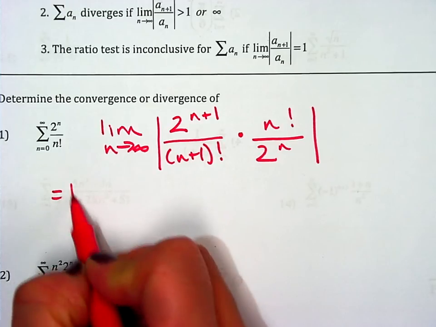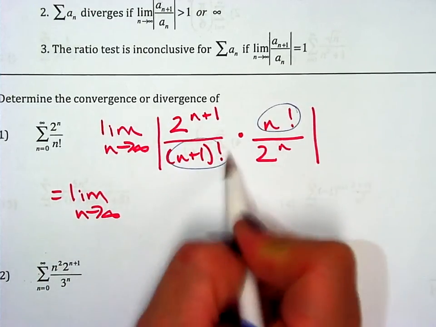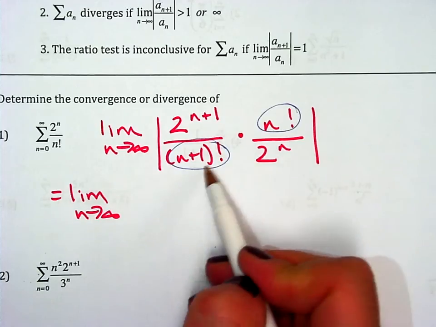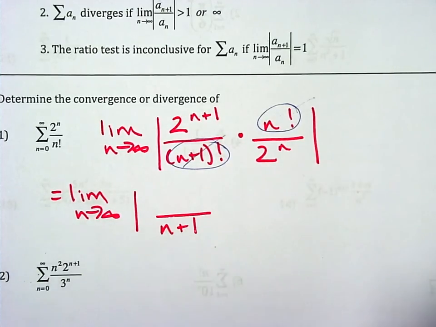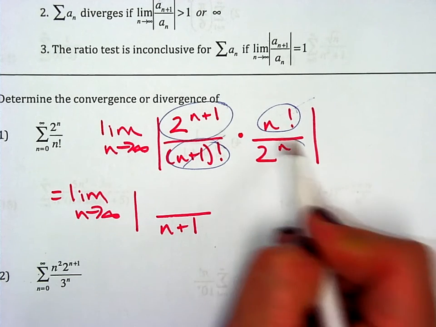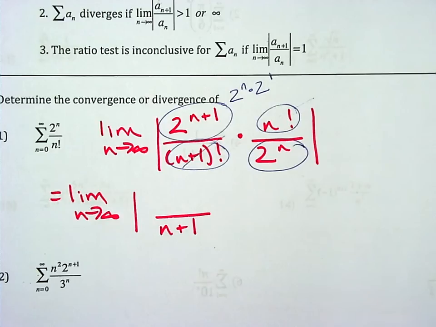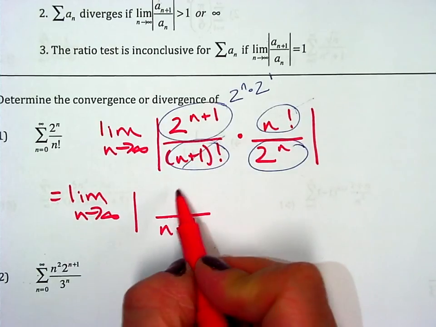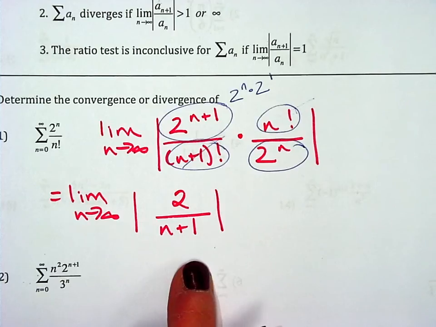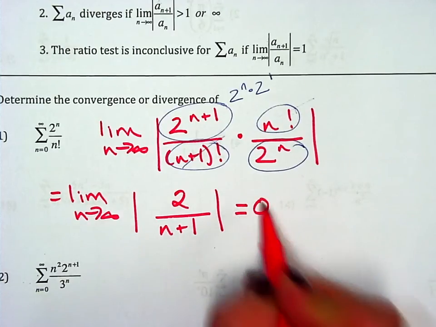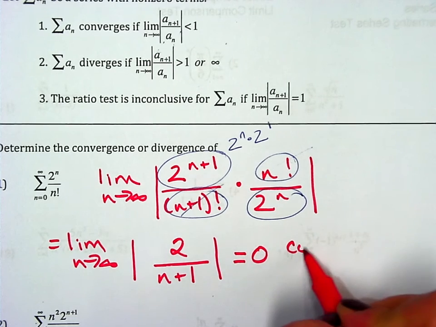So first of all, n factorial and n plus 1 factorial. That will simplify to leave you with just an n plus 1 on the bottom. 2 to the n plus 1 and 2 to the n. This 2 to the n plus 1 is really 2 to the n times 2 to the first. So the 2 to the n piece cancels, so you're really just left with the 2. So this is what it simplifies to. Now if I take that limit, this is 0. Ratio test says if you get to a number less than 1, it converges. There's my ratio test.